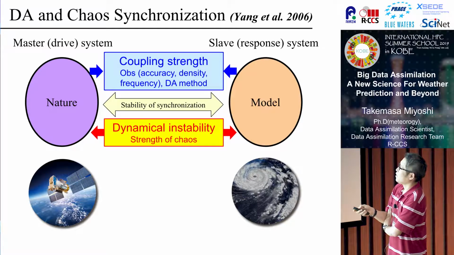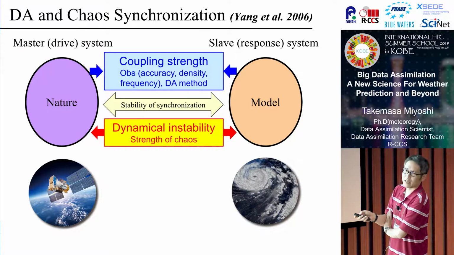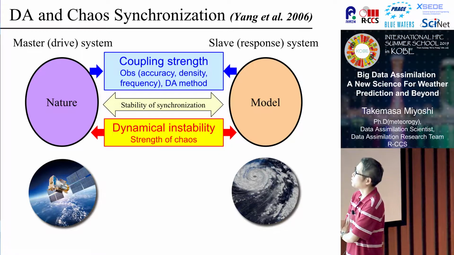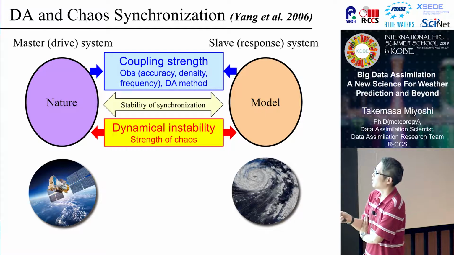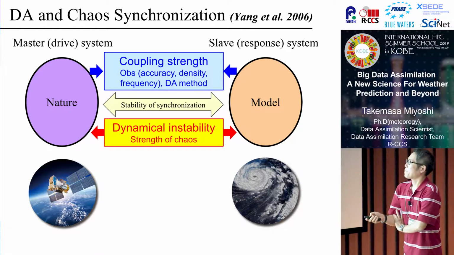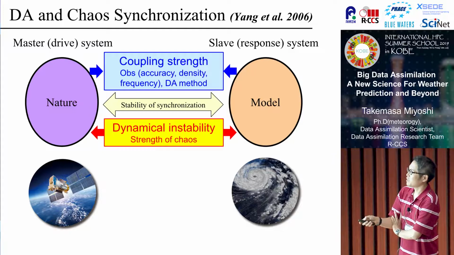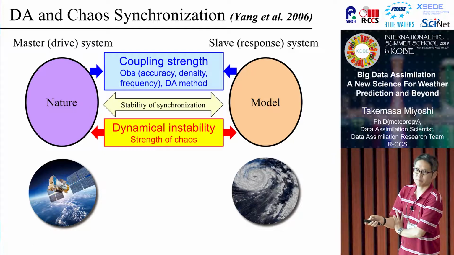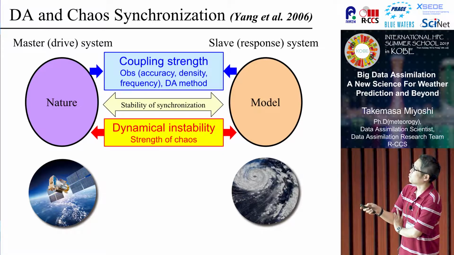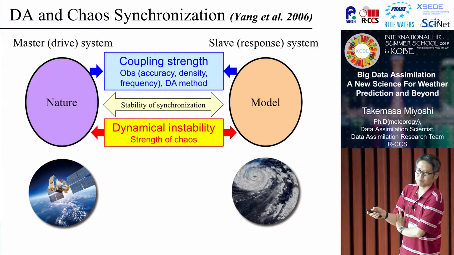So the stability depends on the instability in the dynamics. If the dynamics is more unstable, then the synchronization is more difficult. So it depends on the strength of the chaotic nature of this system. It really depends on what we would like to predict here. Depending on this instability, we cannot control it because this is given by nature. But we can control what we observe, for example.